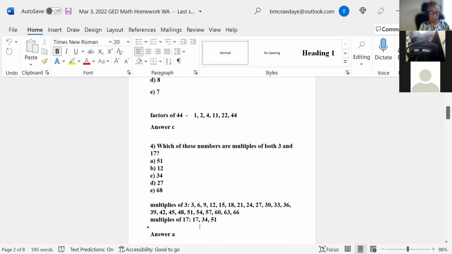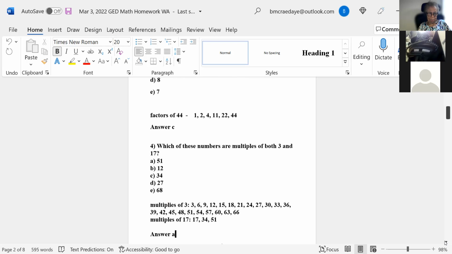Answer A. Because when you got 51 here, you say, okay, I've got a multiple up here, 51. So that's the smallest one of this string of multiples. So the multiples of both 3 and 17 are 51. Did you have that one correct, Maureen?